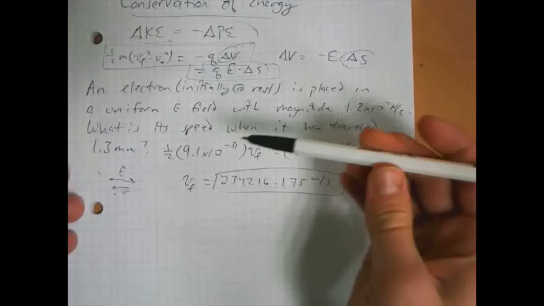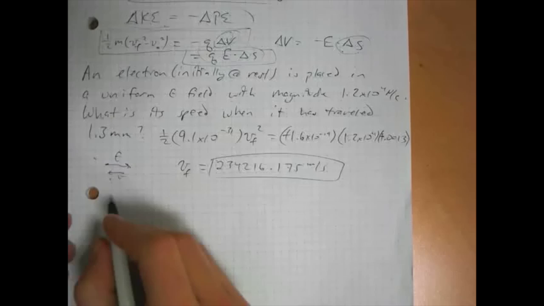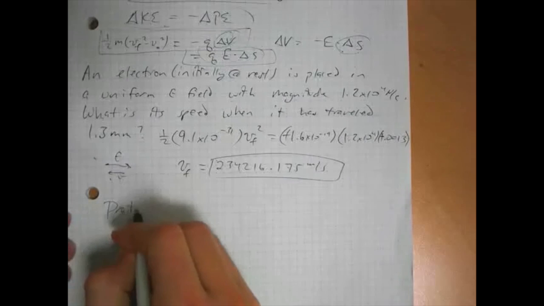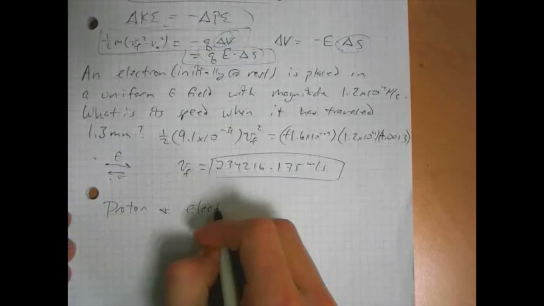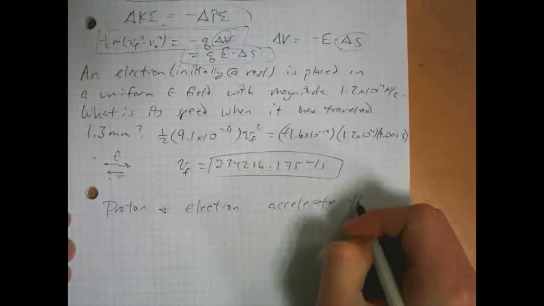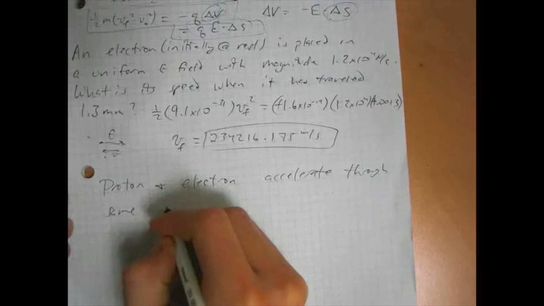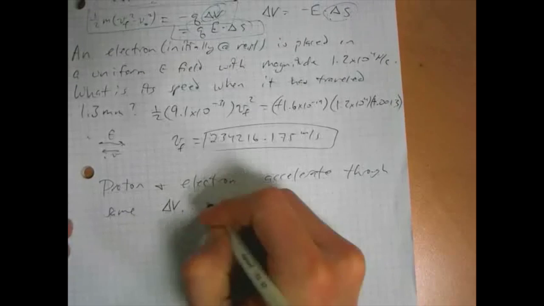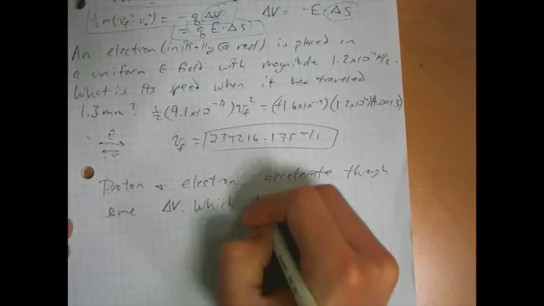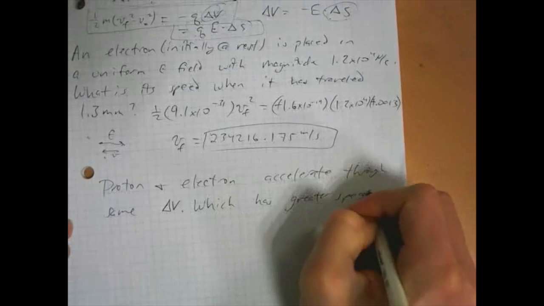Here's a question. Let's say a proton and an electron accelerate through the same potential difference. Which winds up with greater speed? Think about that for a second, see what you come up with.